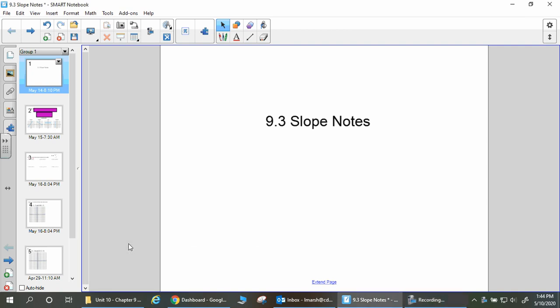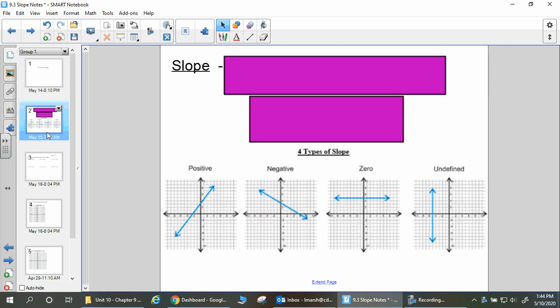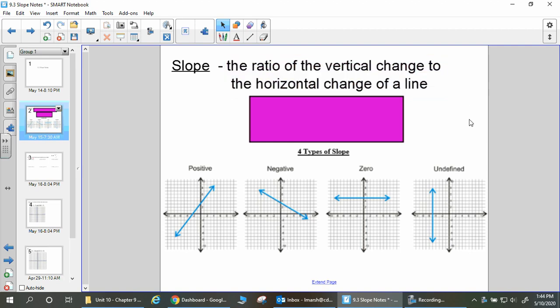Okay, guys, so as we continue working with our linear functions, anytime you have a line on a graph, that line has something called a slope. So that's going to be our focus in this video: what is slope and what does it do? By definition, slope is the ratio of the vertical change to the horizontal change of a line.